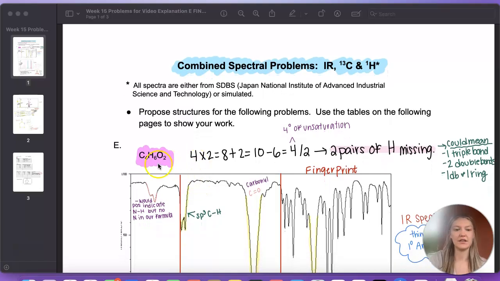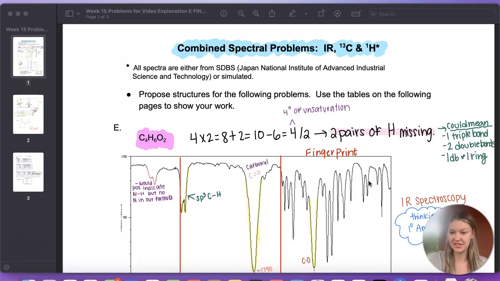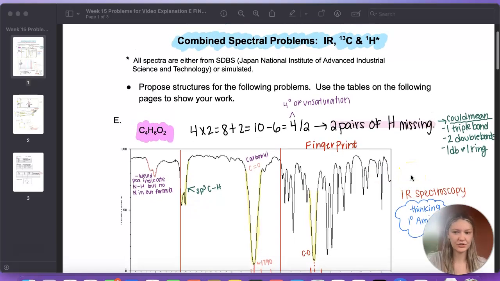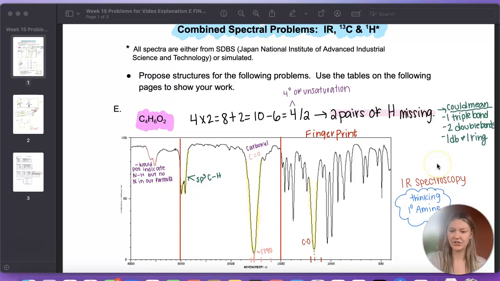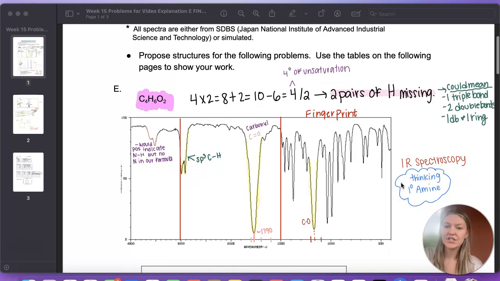So I did the number of carbons, which is 4 times 2, gave me 8. I added 2 to that, and I got 10. So from that, you subtract the amount of hydrogens that you have, and that gave me 4. So 4 degrees of unsaturation, which is 2 pairs of hydrogens that are missing. That just tells you if you're going to have any double bonds or anything like that, which having 4 degrees of unsaturation meant that I should have 2 double bonds or a double bond and a ring. So I just kept that in mind as I was following through with the rest of it.